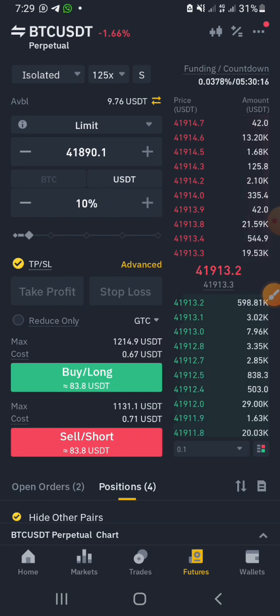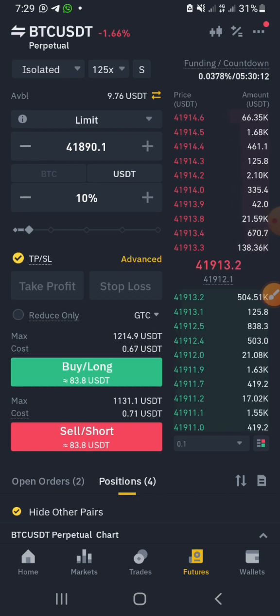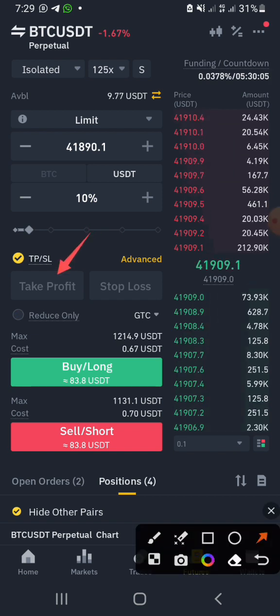Okay? So with that being said, let me go over to the next phase, which is take profit and stop loss. Now, this take profit and stop loss, which is over here, simply means when the price of a crypto pair, for instance BTC, gets to a particular point, automatically once you hit your price, the trade automatically closes and you'll be in profit.